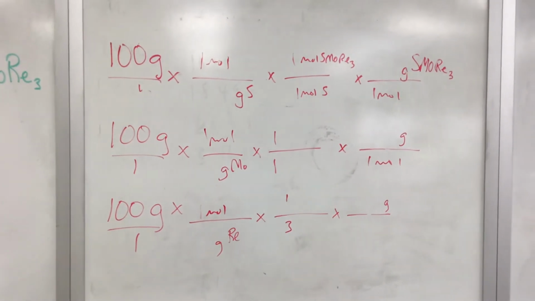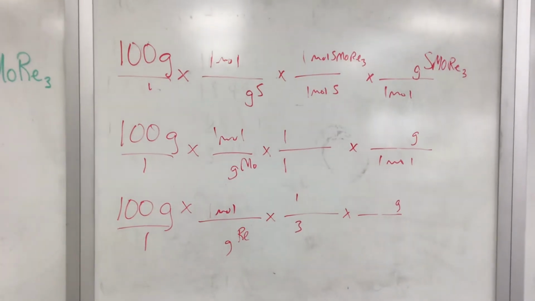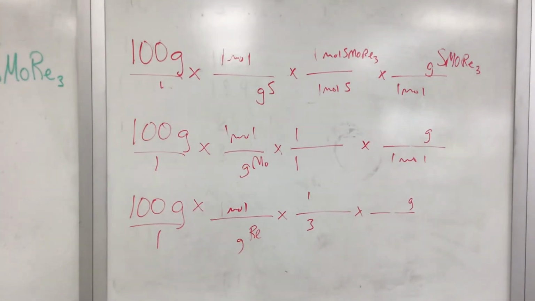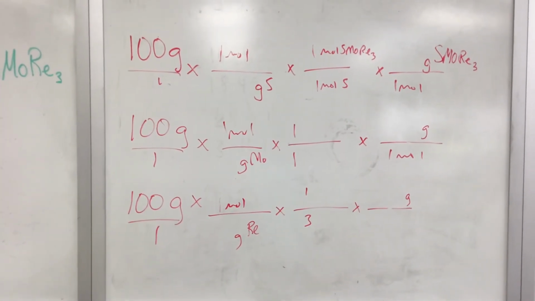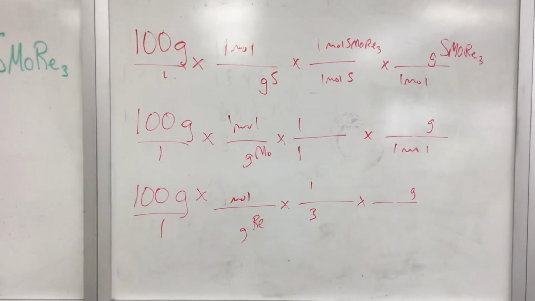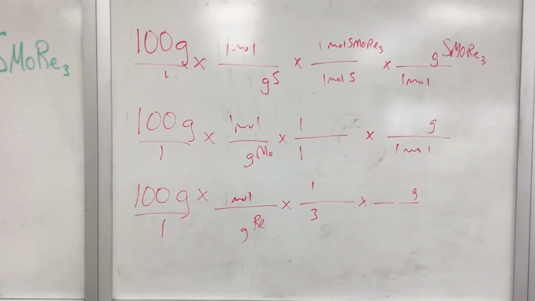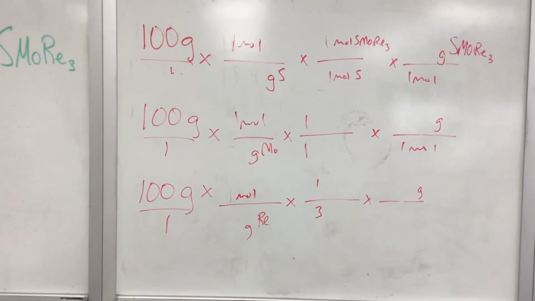In the first one, if you notice, you have 1 mole over grams of S. Okay, that's going to be how much 1 marshmallow weighs. In the second equation, it's going to be how many grams for 1 graham cracker. And then for the third equation, it's going to be how many grams of RE, which is the 3 segments. Now you'll have to divide that by 3 because they want the grams of 1 segment.